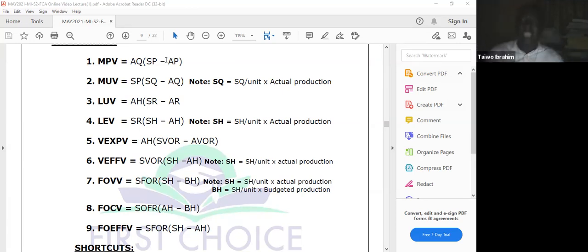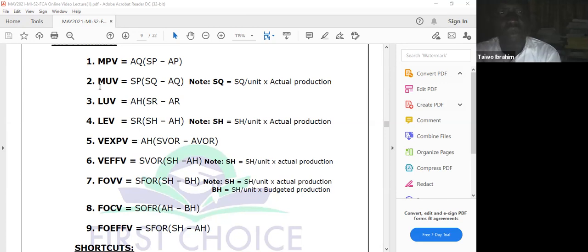So if I'm computing material price variance, I'm looking at the variance between the price I envisaged to buy and the price I actually bought. Then I value it and multiply it by the actual quantity of the material I purchased.